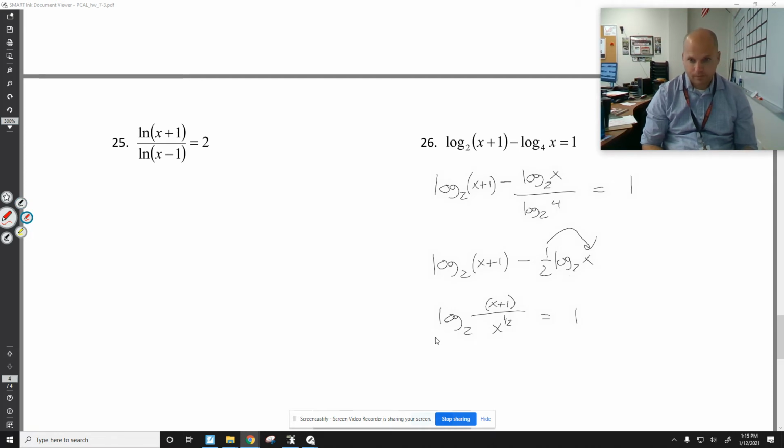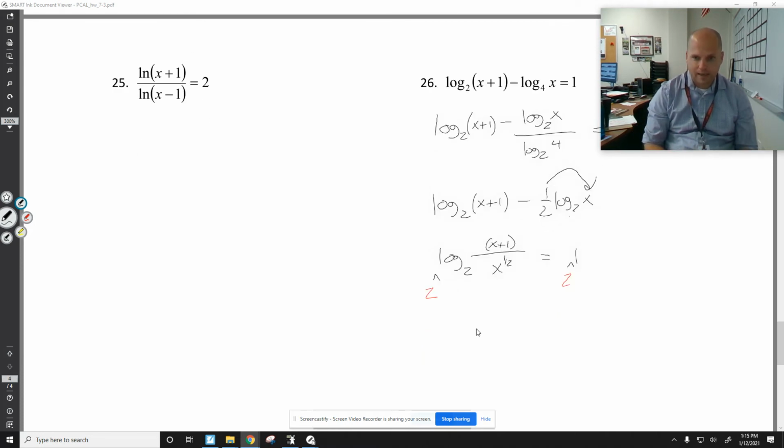All right, well, let's raise 2 to the power of both sides. The 2 to the power will get rid of the log base 2. I get x plus 1 over root x equals 2. Okay, I am going to move everything onto the top, so I'm going to multiply everything by x to the 1 half. I get x plus 1 equals 2 x to the 1 half.